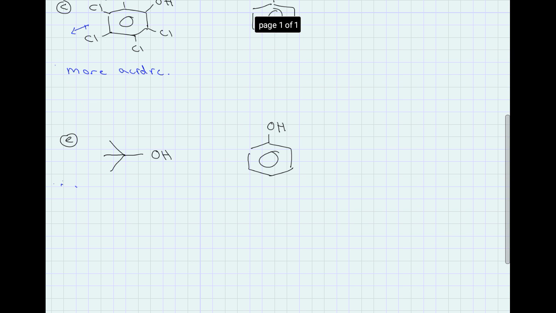And finally, part E, we have tertiary butanol, or tert-butanol, versus phenol. Well, the phenol is going to be more acidic, and that's because when we treat that with base and we generate our phenoxide, that's going to be stabilized by resonance. In contrast, the conjugate base of the first compound is not going to be resonance stabilized, so this will be the more acidic compound.